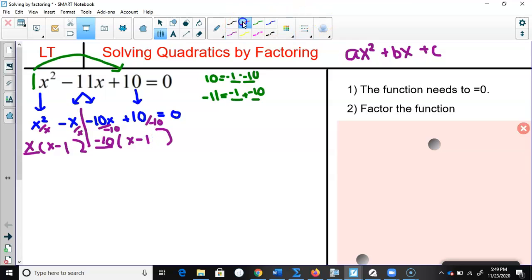Now I know I'm on the right track because this x minus 1 and x minus 1 match. I am now going to factor that out, and I have x minus 1. I write it once. That's gone now. And I write what I'm left over with, and that's x minus 10 equals 0.